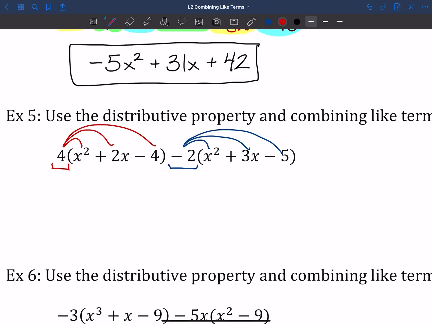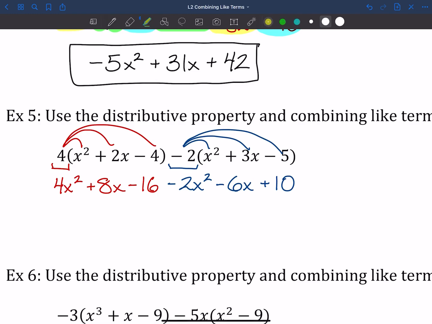All right, so we're going to kind of run through this. 4 times x squared is 4x squared. 4 times 2x is going to give me 8x, and it's positive still. 4 times negative 4 is negative 16. All right, so that's what I'm going to get from that first set of parentheses. Second set there, I have negative 2 that I got to be a little careful about. So negative 2 times x squared is negative 2x squared. When we do negative 2 times positive 3, that's negative 6, and the x comes along for the ride. And then we have negative 2 times negative 5, which is going to end up with a positive 10. All right. So a little bit more distribution to do there to get things rolling.